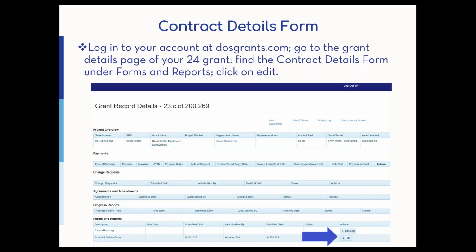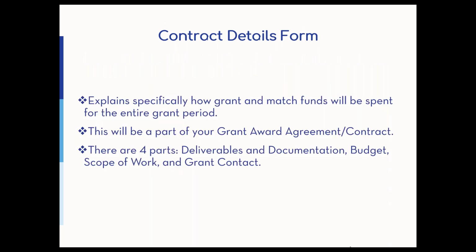So the first thing you're going to do is complete your contract details form. The contract details form is about 3/4 of the way down the page. It's under Forms and Reports, and you'll just click on Edit. So in the contract details form, it's going to explain specifically how grant and match funds will be spent for the entire grant period. It will be part of your grant award agreement or contract. I kind of use those interchangeably. And there are 4 parts: deliverables and documentation, budget, scope of work, and grant contract.